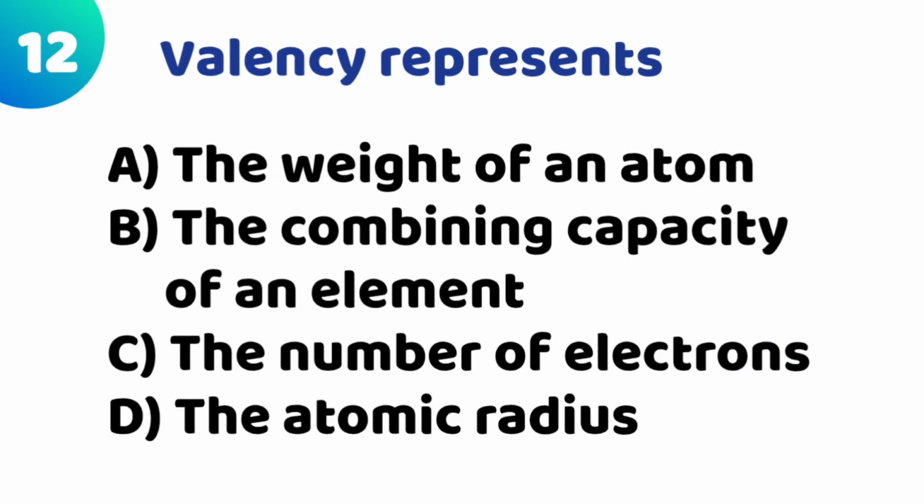12th quiz. Valency represents option A, the weight of an atom, option B, the combining capacity of an element, option C, the number of electrons, option D, the atomic radius. The correct answer is the combining capacity of an element.